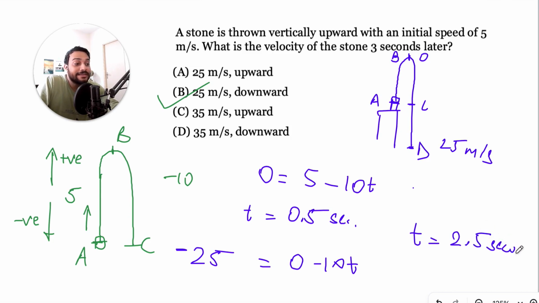So everything is consistent. 0.5 seconds to go from A to B, 2.5 to go from B to D, and the total is 3 seconds. And we got the answer as 3 seconds later, the velocity would be 25 meters per second downwards.